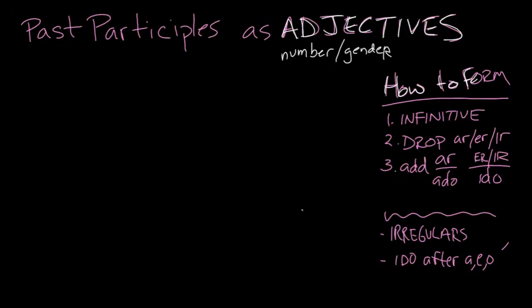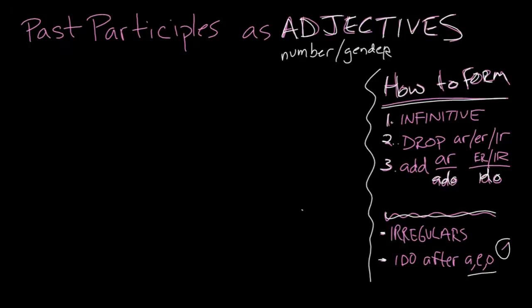And if you need a refresher, there is a more extensive video. You take your infinitive, you drop your AR, your ER, and your IR, and then you either add ado or ido. Also, please note that we do have a bunch of irregulars that you need to memorize, and when you're adding ido after an A, an E, or an O, don't forget to write your accent. Alright, well if you need more of that, go find the other video. Okay, well, how can we use these?